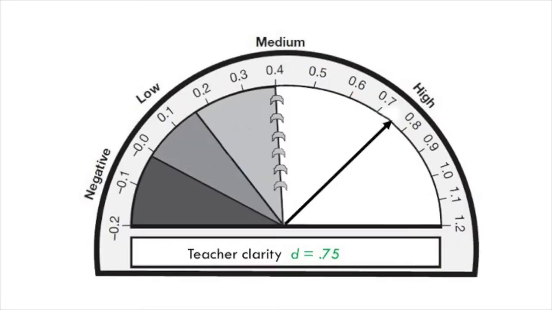Welcome back. I hope you enjoyed the analogy exercise. Let's take another look at more of John Hattie's work. Clearly communicating the intentions of lessons, along with criteria for success, has a high effect size. Hattie describes this in terms of teacher clarity.